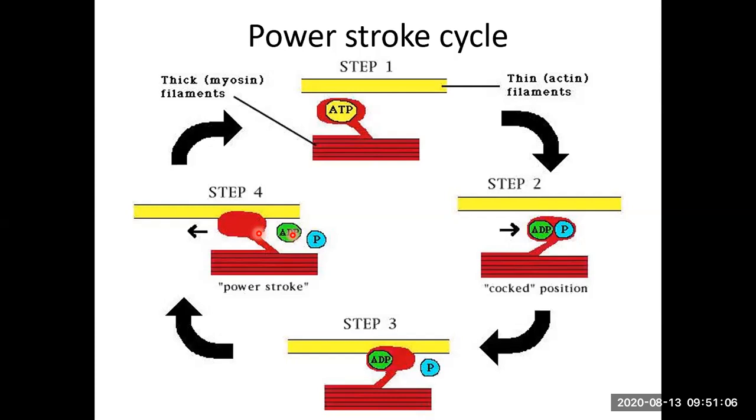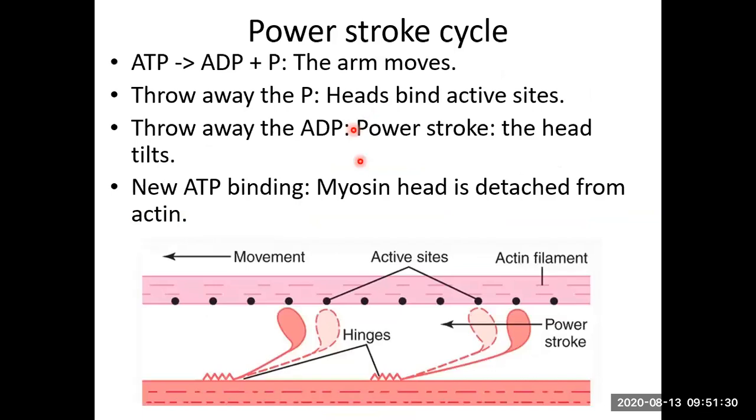And it will remain there unless you provide it ATP. One very important concept is that without ATP, the myosin head will attach to actin forever. They will stay there forever. So this summarizes what we just said.